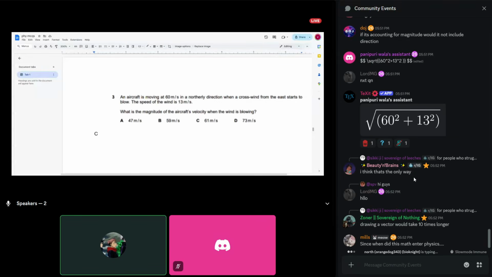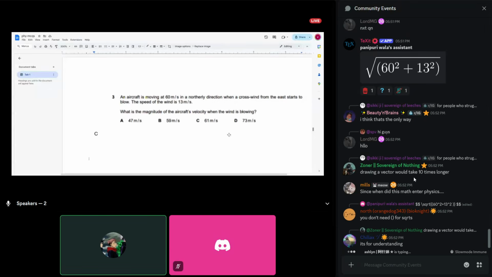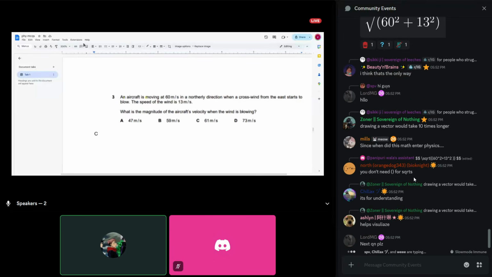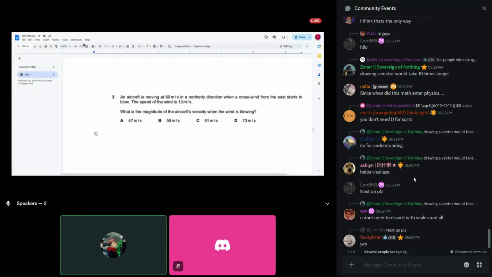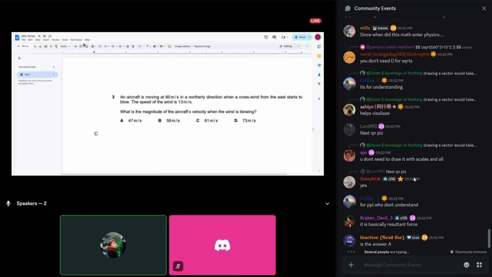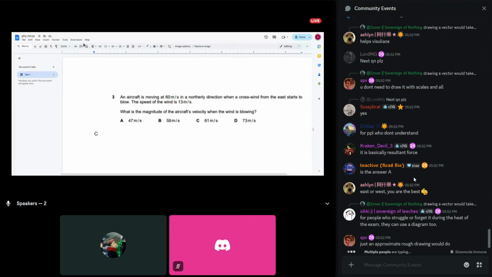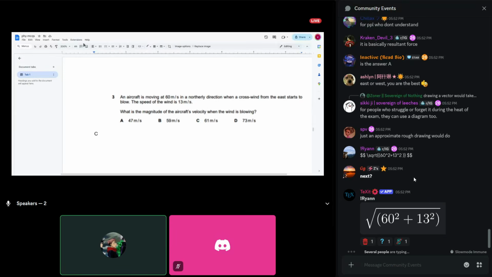Drawing a vector. Look, it's simple Pythagorean theorem. They said it comes from the east, right? North and east are at right angles, obviously. Look, it's coming from the east. We know that it's a right angle. It is basically the resultant. Exactly. It is a vector. We can calculate it in the same way. Yes, next question.